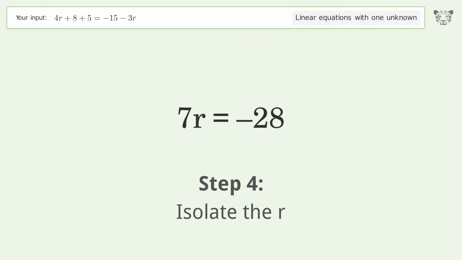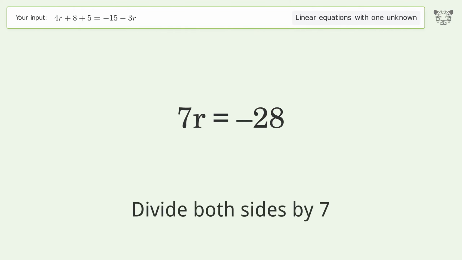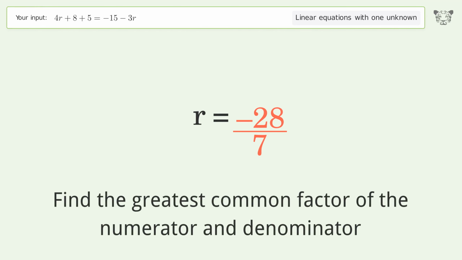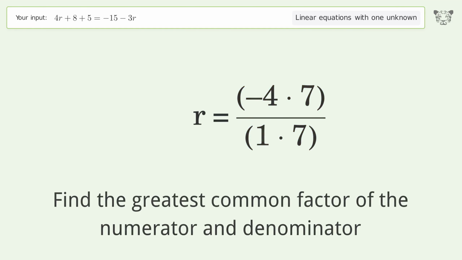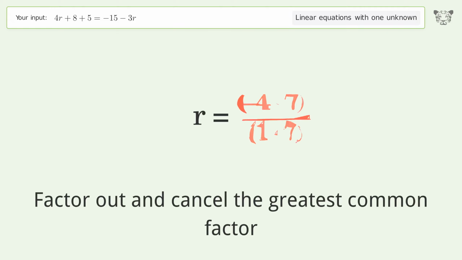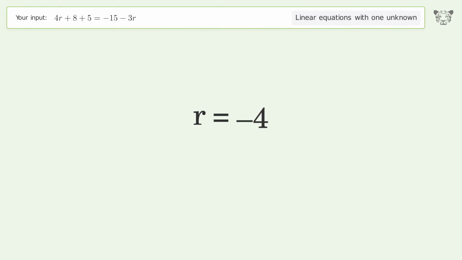Isolate the r. Divide both sides by 7. Simplify the fraction. Find the greatest common factor of the numerator and denominator. Factor out and cancel the greatest common factor. And so the final result is r equals -4.